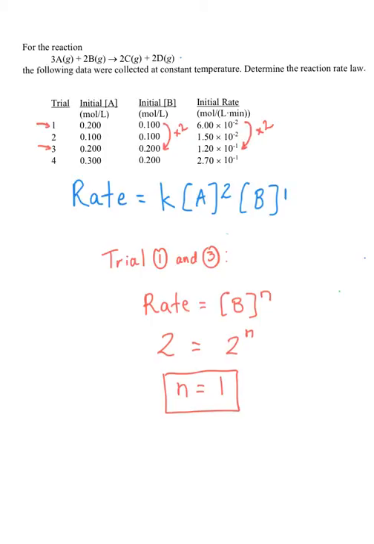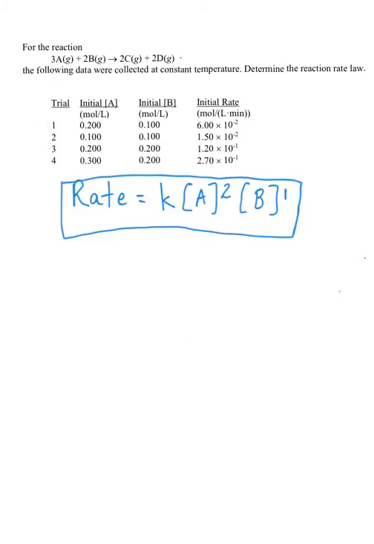We can now rewrite our overall rate law like this. The rate of this reaction is equal to our rate constant K times the concentration of A squared times the concentration of B raised to the first power. Notice that those do not match the stoichiometric coefficients in our balanced reaction up above. So let's take one final step here, and that step is determining the value for the rate constant and its units so that we can complete our rate law.